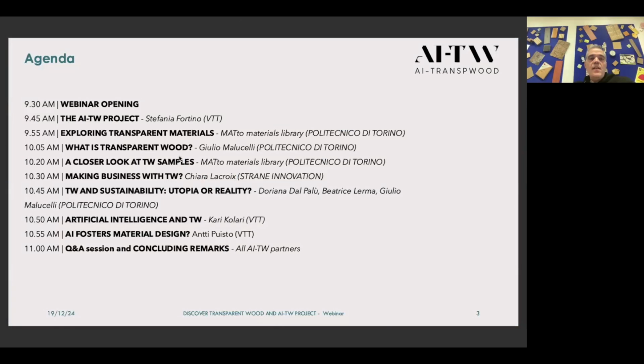So this is the agenda. It's quite rich, and we have different talks that cover the different aspects connected to the transparent wood.